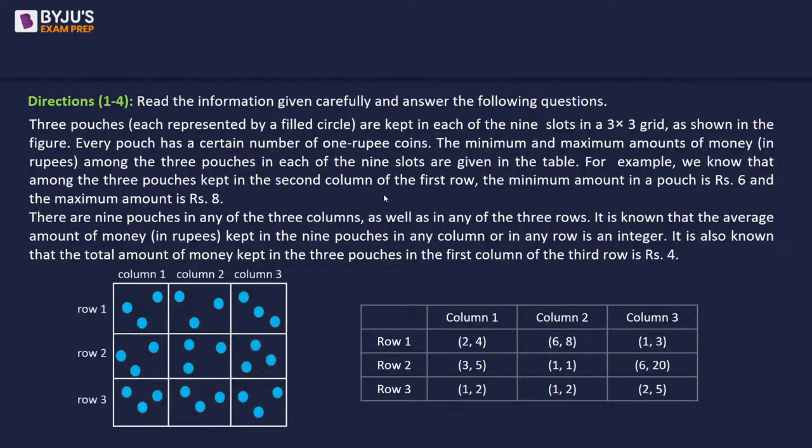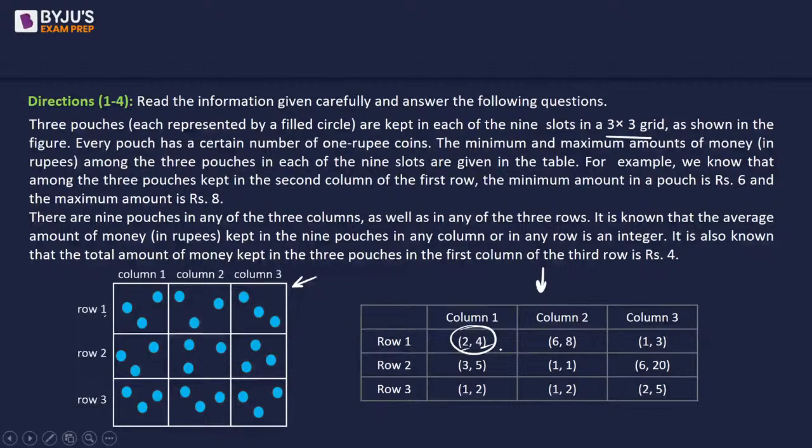The set says 3 pouches, each represented by a filled circle, are kept in each of the 9 slots in a 3x3 grid. So this is the grid where each circle represents a single pouch and each cell contains 3 pouches. Every pouch has a certain number of 1 rupee coins. The minimum and maximum amount of money in rupees among the 3 pouches in each of the 9 slots are given in the table. So the first row, first column will have a minimum of 2 coins and a maximum of 4 coins.